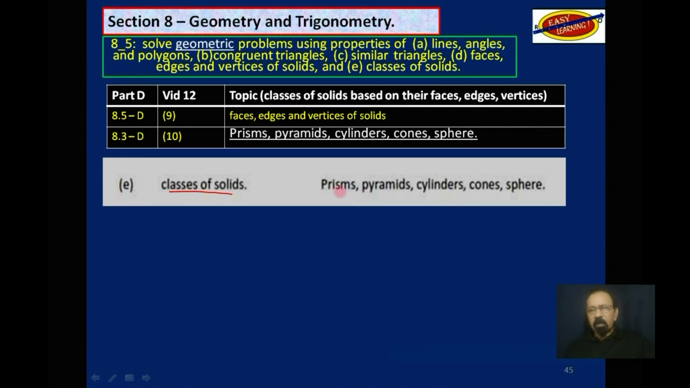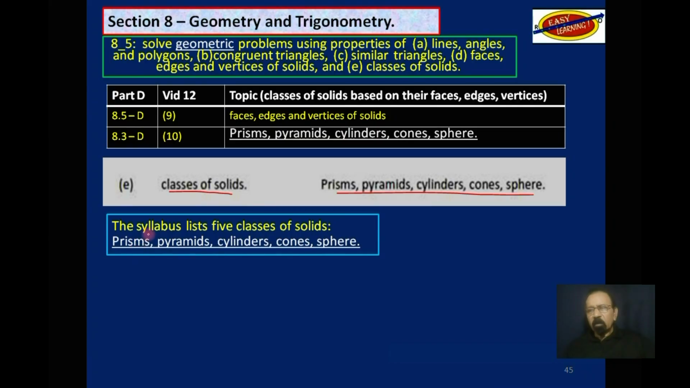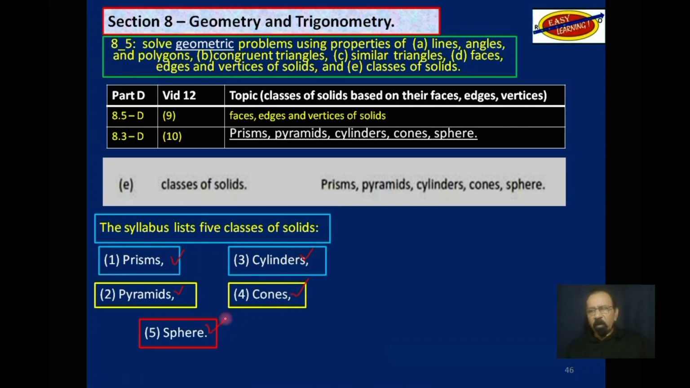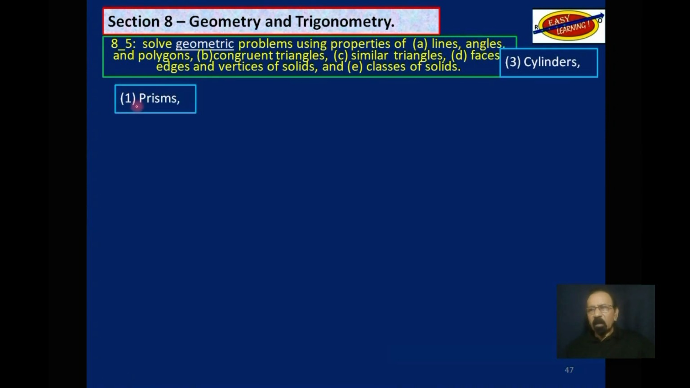Your syllabus lists 5 classes of solids. There are prisms, pyramids, cylinders, cones, and the sphere. Prisms, pyramids, cylinders, cone, and sphere. Now remember, we looked at these before when we were dealing with faces and so on. So let's begin with prisms.